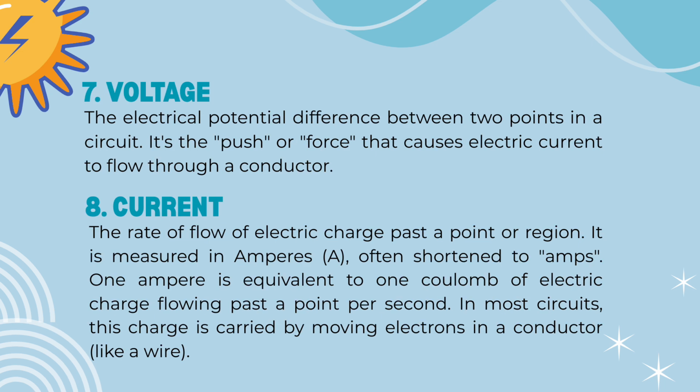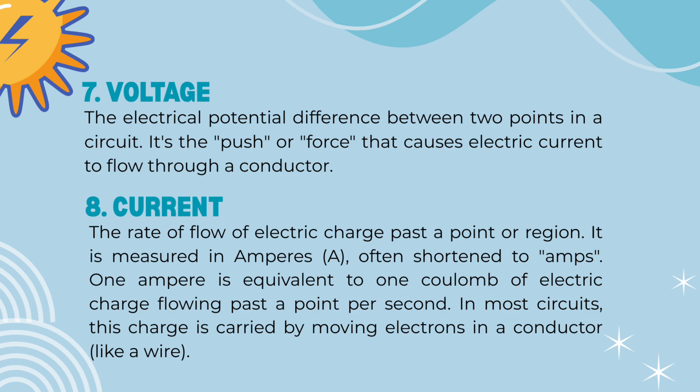And next is the voltage. The electrical potential difference between 2 points in a circuit. It's the push or force that causes electrical current to flow through a conductor. So, the voltage is the electrical potential difference between 2 points in a circuit. It acts as the push or force that makes electric current flow through a conductor. The higher the voltage, the stronger the force driving the current.